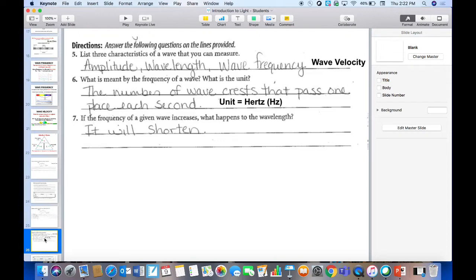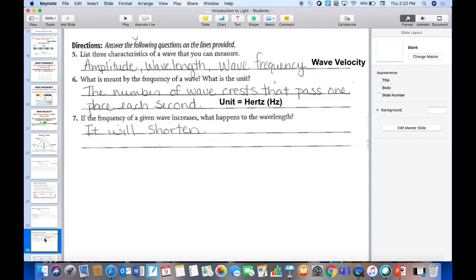Number 6 says, what is meant by the frequency of a wave and what is the unit for frequency? Now remember, frequency is classified as the number of complete waves that pass a point each second. The unit for frequency is hertz, Hz.